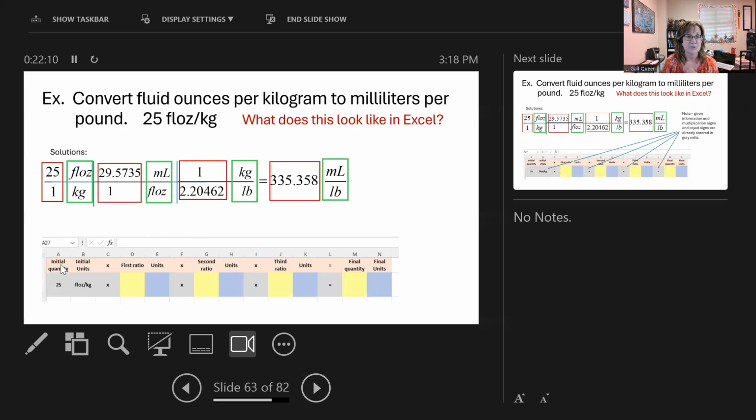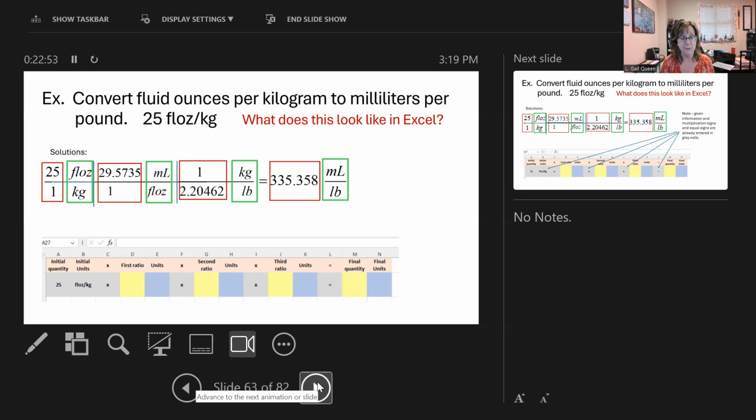They've got a bunch of columns in Excel, and they have the initial quantity, the initial units, and then they say times, and then the next 2 cells, the yellow and blue cells here, are for the first numeric ratio, and then in blue they want the units for that ratio. And then we do times, and then we have our second fraction, the number parts in yellow, and then the units would be in blue. Times, if I had to do a third fraction, they have room for that, and it says equals. And here's my final answer. The final quantity, the numeric part would be in yellow, and the units for that final answer would be in blue. And these are exactly the color schemes that they use.